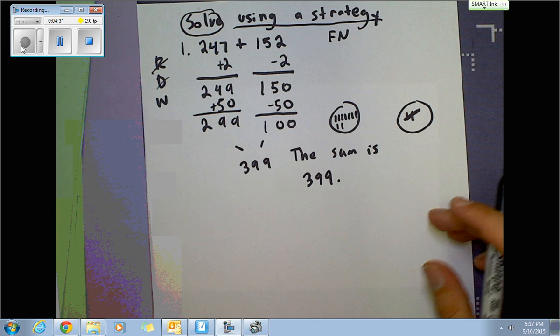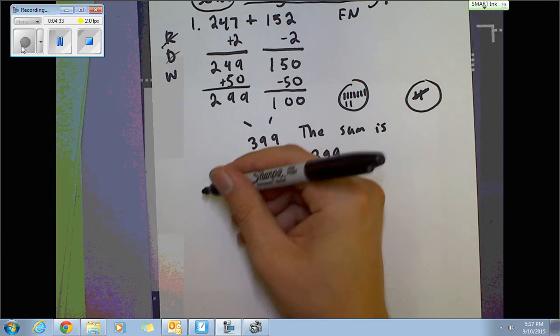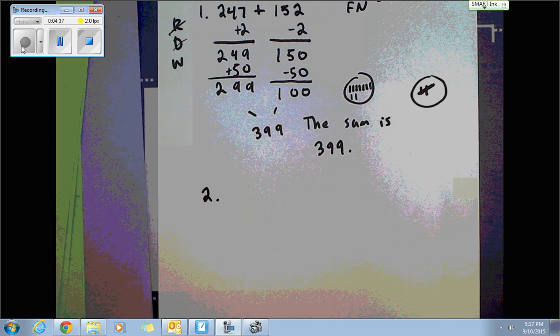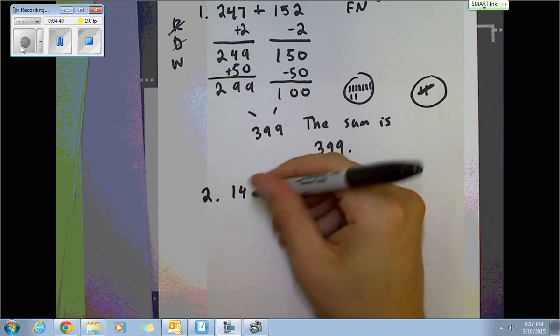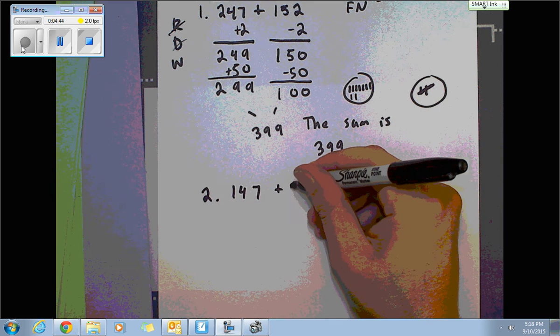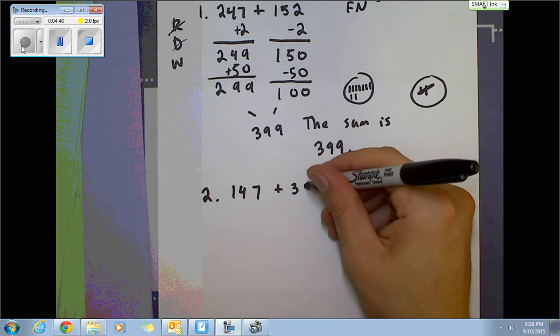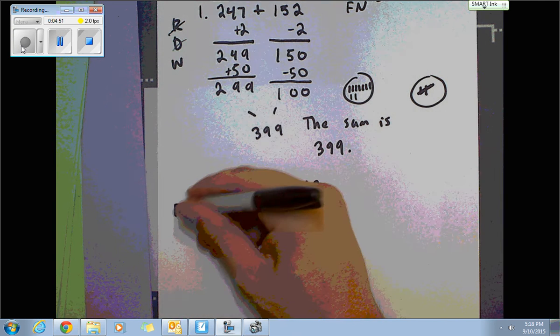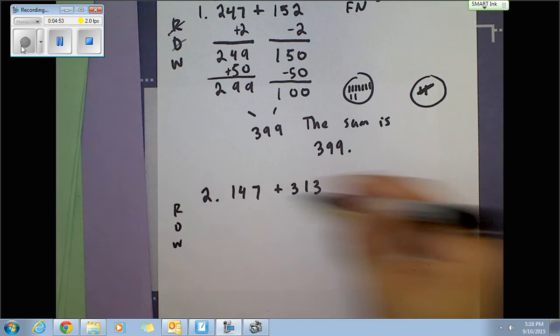Okay, now since this is a bit of a tricky process, I'm going to go ahead and do one more example. So let's go ahead and set up another one, and we'll kind of show it to you again. So for number 2, let's do 147 increased by 313. Do my RDW. I've already read my 2 add-ins, so I can cross off the R.